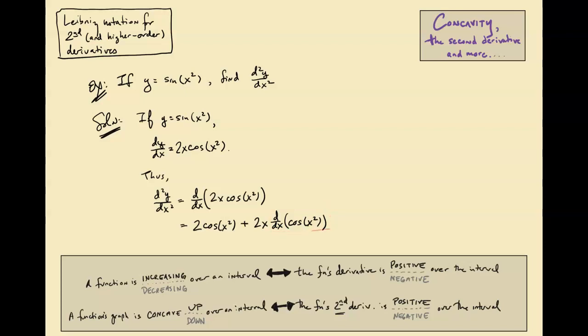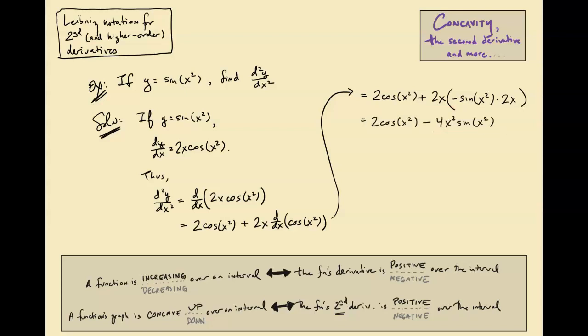And we still have to take this derivative, which will involve the chain rule. So we will have 2 cosine x squared, just bringing that up, plus 2x, bringing that up. And now the chain rule here is going to give me the derivative of the outer, which is minus sine, evaluated at the inner, x squared, times the derivative of the inner, which is 2x. All this junk can be simplified to minus 4x squared sine of x squared. And that's that. Now you know the nasty Leibniz notation for higher order derivatives.